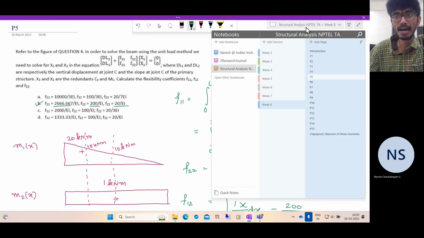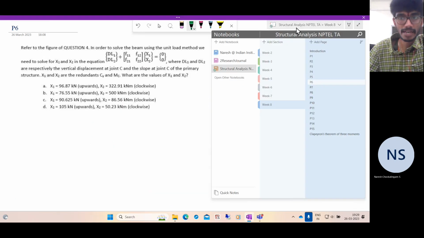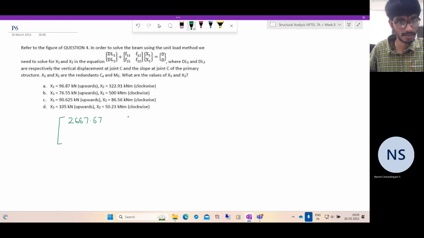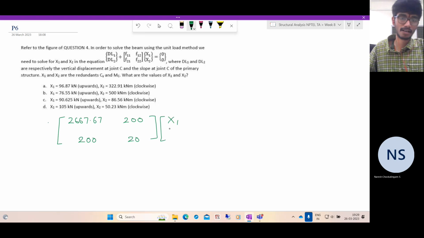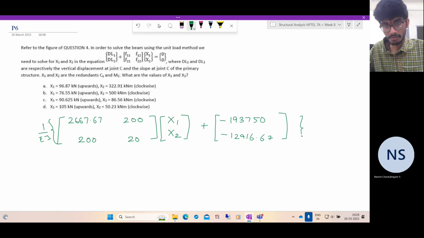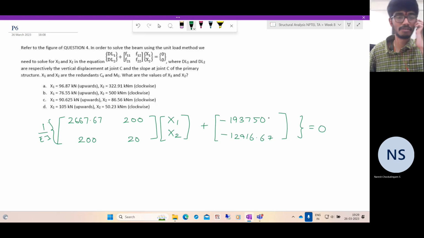Let's go to the next problem. So the last step is, as usual, to find out the unknown reactions. So what is the system that we get? We get 2667.67 x1 plus 200 x2 ... minus 193750, minus 12916.67, and everywhere we have 1 by EI, is equal to 0. So since EI is constant, we don't need to worry much about it.